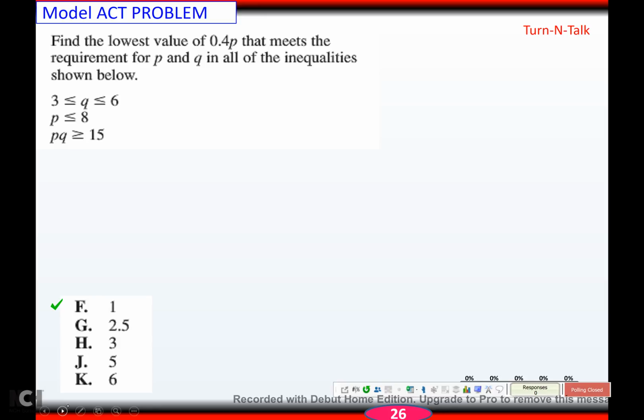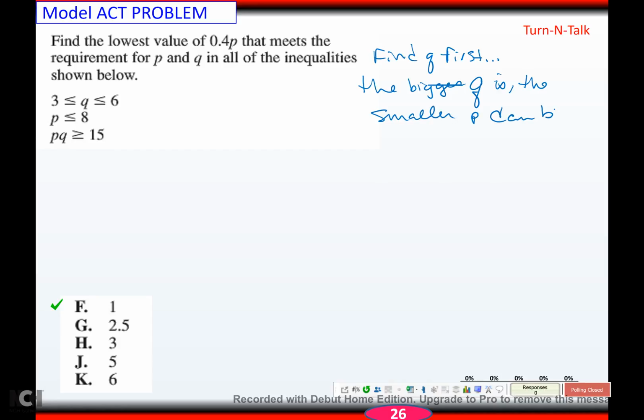Alright, so it says find the lowest value of 0.4 p that meets the requirement for p and q in all of the inequalities shown below. Okay, so I want the lowest value of 0.4 p. Well, if I can, I'm going to find q first. Because the bigger q is, the smaller p can be. Alright, well I know that q has to be between 3 and 6. And I want the biggest q I can, so I want q to be 6.